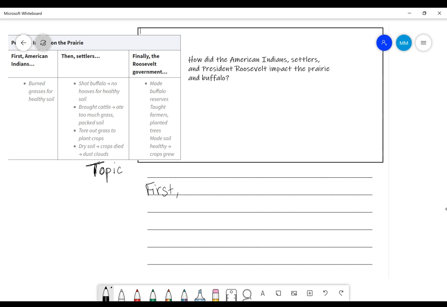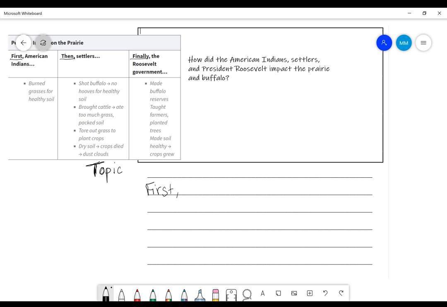So after your topic sentence, I'm going to let you guys come up with your own topic sentence today. So I want you to think about this question. How did the American Indians, settlers, and President Roosevelt impact the prairie and buffalo? Remember, we talked about how they had both a positive and negative impact on the prairie. So your topic sentence is going to answer this question. Then you're going to have your 3 sentences of evidence. Remember to start your sentences with those sequence words.